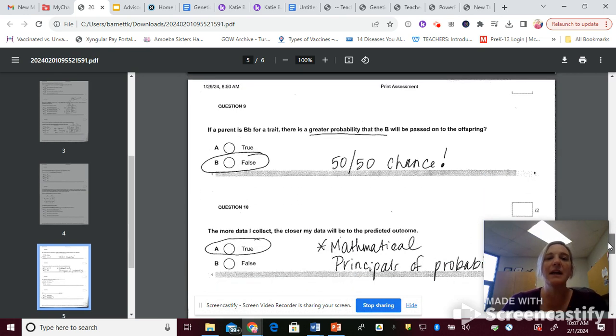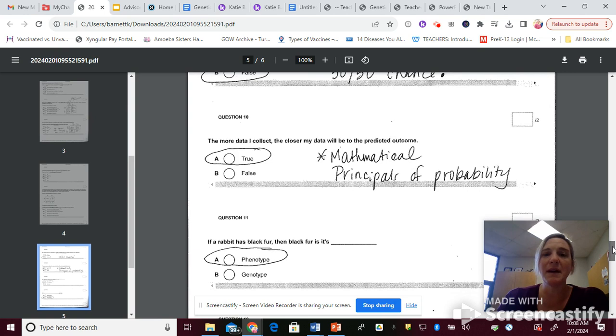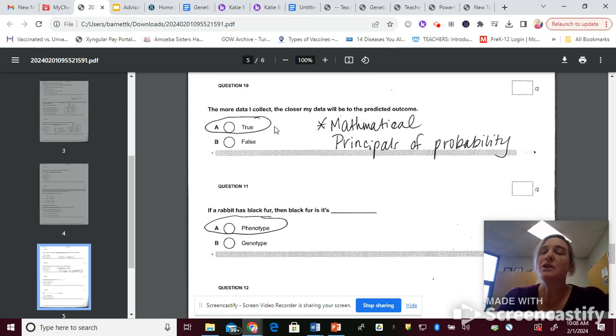All right, if a parent is big B, little b for a trait, is there a greater probability that big B is passed on? We talked about this several times in class. And in the alien baby genetics, think about it. When you flipped the coin, was there a greater chance that it would land red over yellow? No. This is all based on probability. So if a parent is big B, little b, there's a 50-50 chance on which allele is passed on to the offspring. Do a Punnett square and look at it. So this is false. The more data I collect, the closer my data will be to the predicted outcome. This is true. It's directly in your notes on probability and heredity, a mathematical principle of probability.